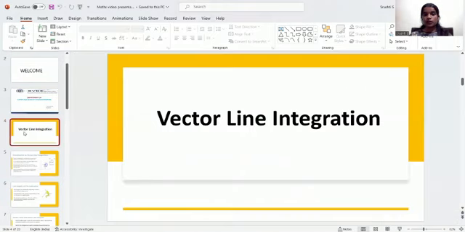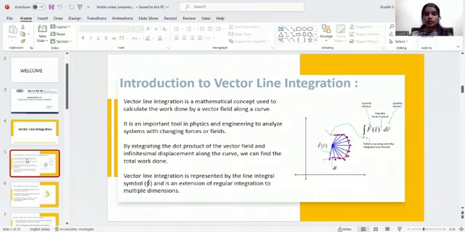The subject is mathematics. Now I'm going to discuss a few concepts regarding vector line integration. Let's go with the introduction to vector line integration. Vector line integration is a mathematical concept used to calculate the work done by a vector field along a curve. It is an important tool in physics and engineering to analyze systems with changing forces or fields.